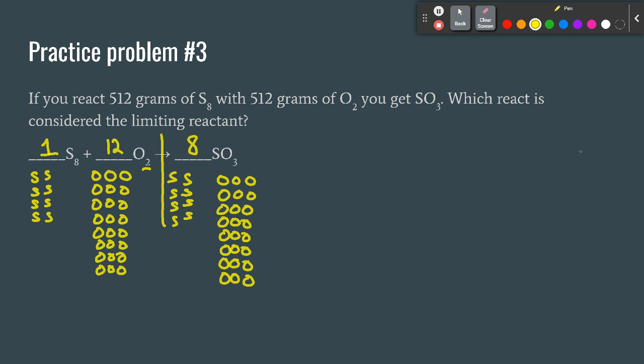So using these coefficients, see if you can do two-step stoichiometry problems to convert from grams of sulfur to moles of SO3, then convert grams of oxygen to moles of SO3, and determine which one is your limiting reactant.